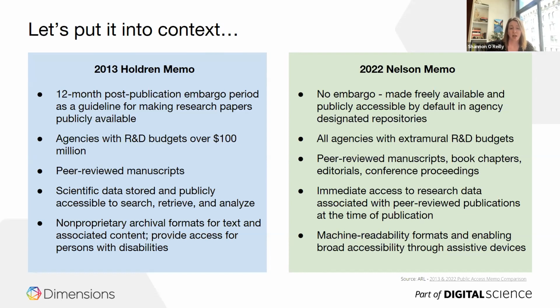We also see an extension in content types that are covered by the 2022 memo. We go beyond peer-reviewed manuscripts to include book chapters, editorials, and conference proceedings. Research data must also be immediately accessible upon publication. And in addition, we have machine readability formats. So more specificity in terms of accessibility than what was stated in the Holdren memo.